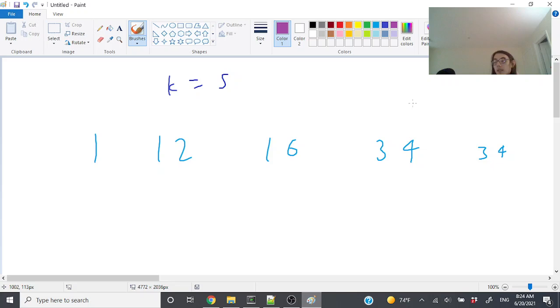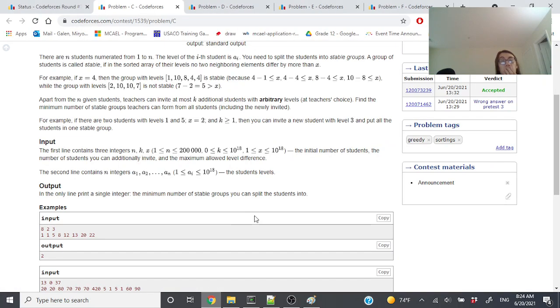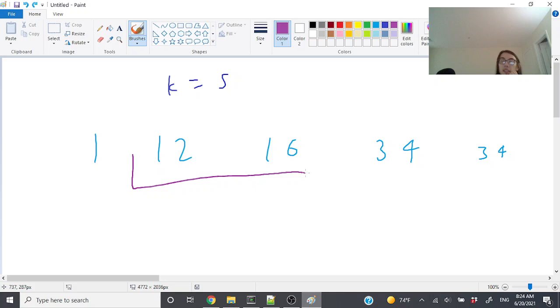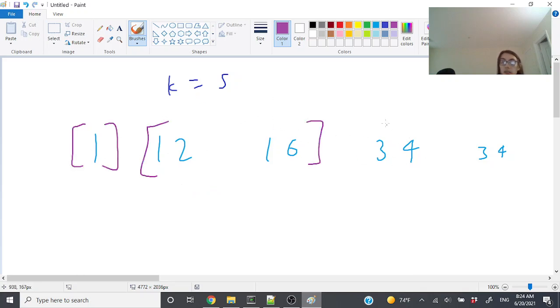Essentially, we're going to break these people into groups so that between every 2 adjacent elements in each group, their values differ by at most k. So in this case, 16 minus 12 is less than or equal to 5, which is true. So if we break groups up like this, then this would be valid. And we can't do better, because you can't, right? And also this difference is 0, so it's fine.